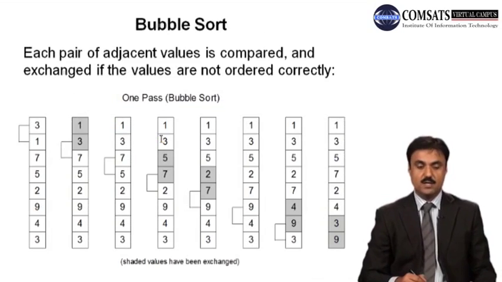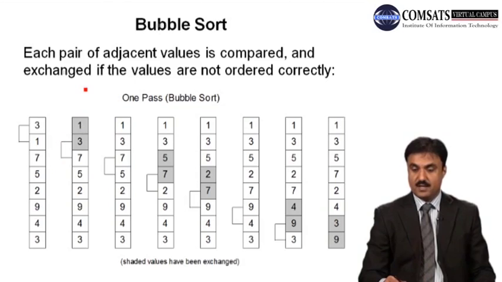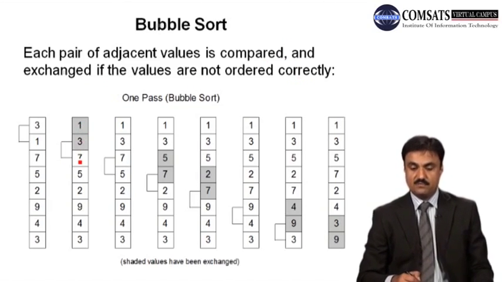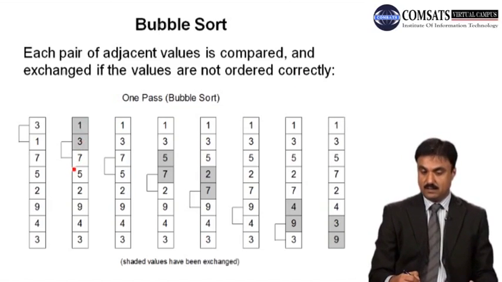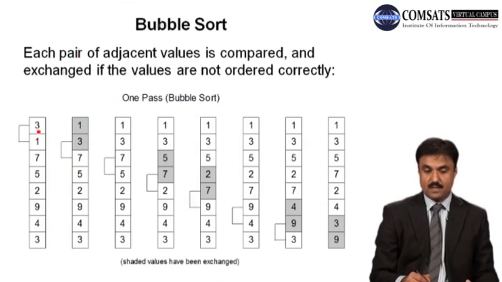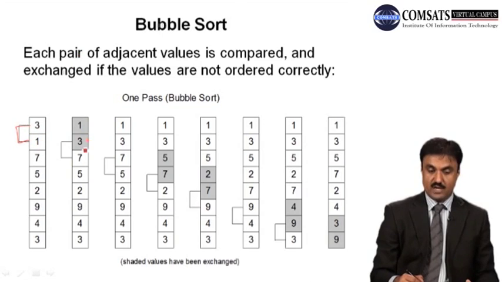inside this bubble sort algorithm, each pair of elements is compared. So each pair of adjacent values are compared to each other and exchanged if the values are not ordered correctly. If the first value is greater than the next value, then we exchange. Here you can see we are starting from here. So compare these two. Is 3 greater than 1? Then we exchange. So we have exchanged 3 here, and 1 is there.